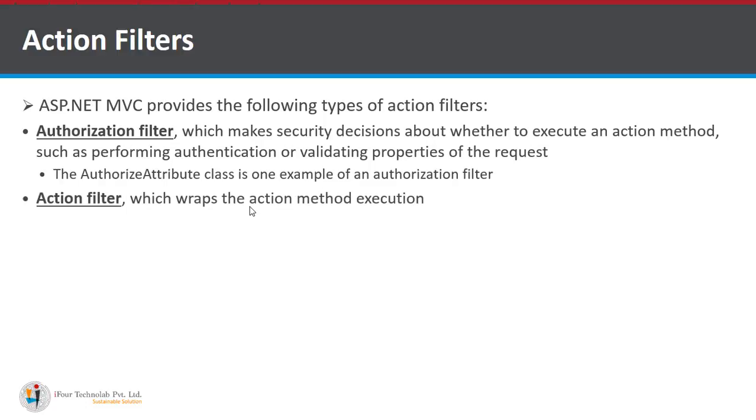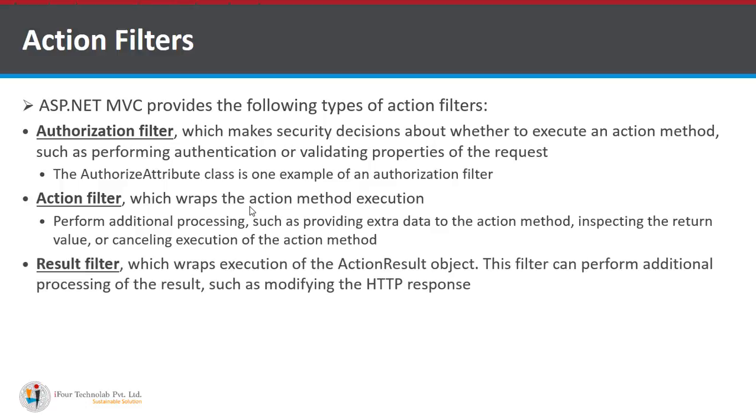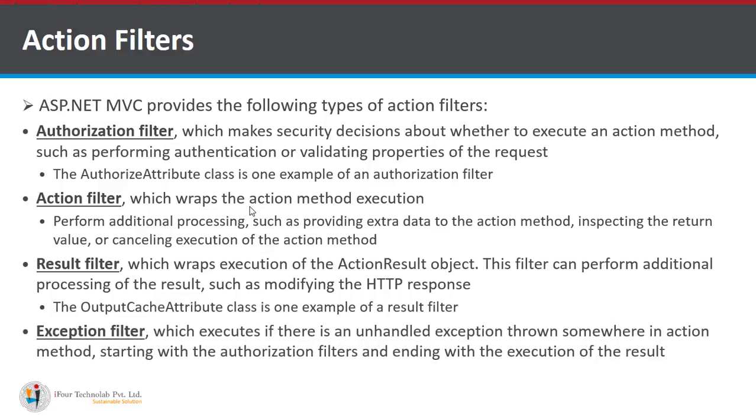Action filter, which wraps the action method execution. It performs additional processing such as providing extra data to the action method, inspecting the return value, or cancelling execution of the action method. Result filter, which wraps the execution of the ActionResult object. This filter can perform additional processing of the result, such as modifying the HTTP response. The OutputCache attribute class is one example of a result filter. Exception filter, which executes if there is an unhandled exception thrown somewhere in the action method, starting with the authorization filters and ending with execution of the result.